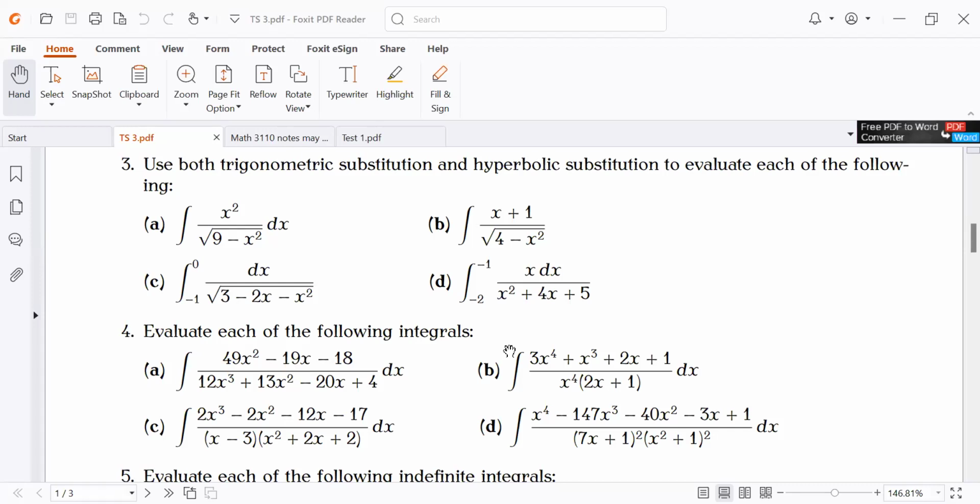So question 3C, the first thing we do there is to complete the square. That's the first thing we do there.